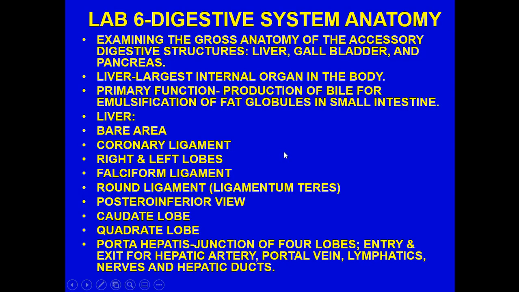Now, we've moved from the teeth and the mouth. We're going to start looking at the liver, the gallbladder, and the pancreas, because these are the accessory digestive structures. The liver is the largest internal organ in the body. Its primary function is the production of bile, for emulsification of fat globules in the small intestine.